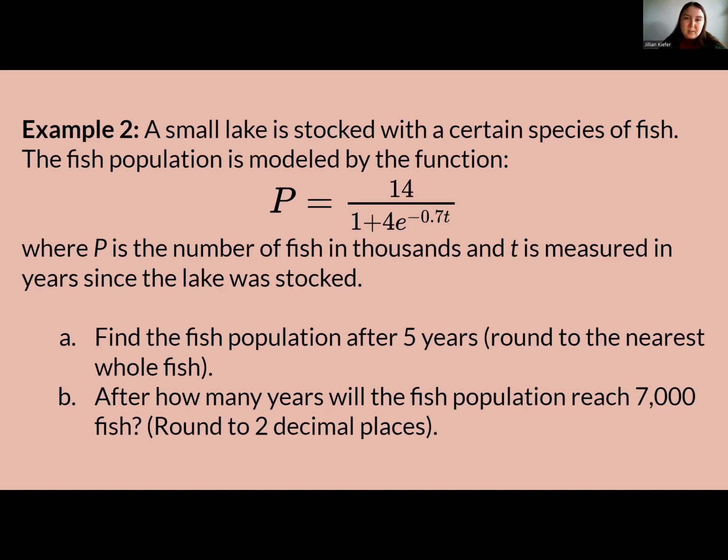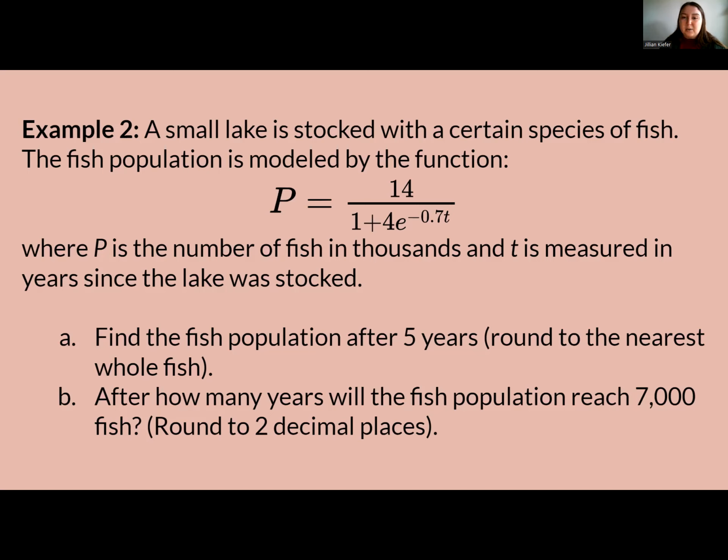Two things that are important before we get started on this problem: first, P is already in thousands. So whatever number we have for P, we need to translate it so that the thousands are already taken into consideration. For example, in part B, if we want to know when the fish population reaches 7,000, P, the population, is already in thousands, so you would write 7 instead of 7,000.